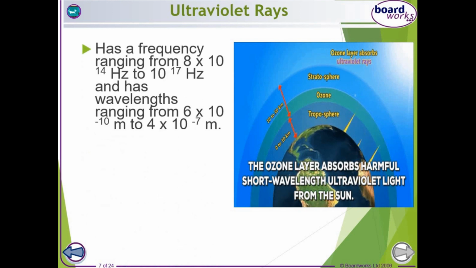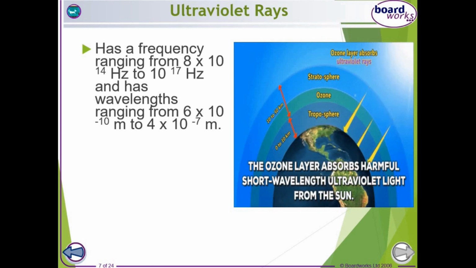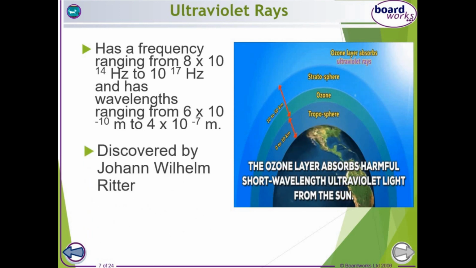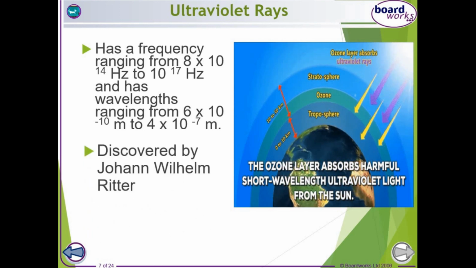Now, ultraviolet rays have a frequency ranging from 8 times 10 to the power of 14 Hz to 10 to the power of 17 Hz and a wavelength ranging from 6 times 10 to the power of negative 10 meters to 4 times 10 to the power of negative 7 meters. Ultraviolet radiation was discovered by Johann Wilhelm Ritter.